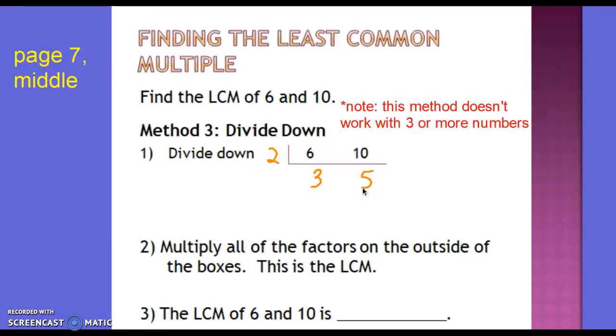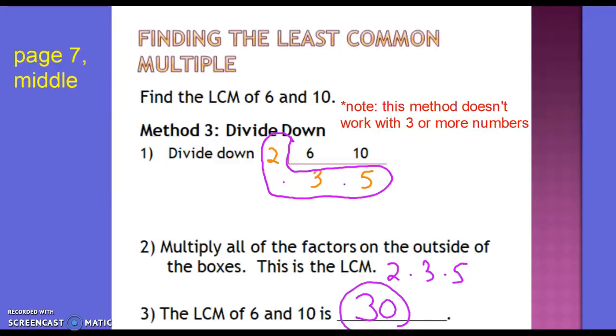With least common multiple, what I'd like you to do is think about making an L for least. So here we sort of have an L, and I just multiply all three of those numbers together. So I will take 2 times 3 times 5, and again I would get 30.